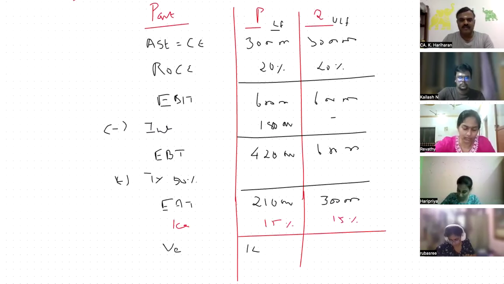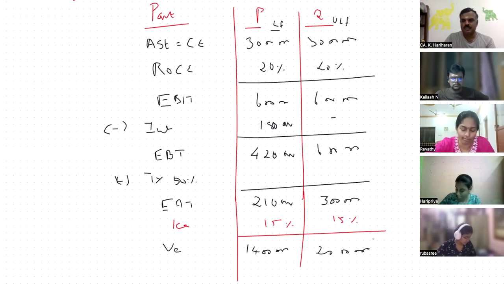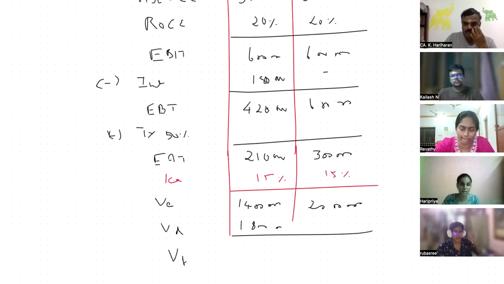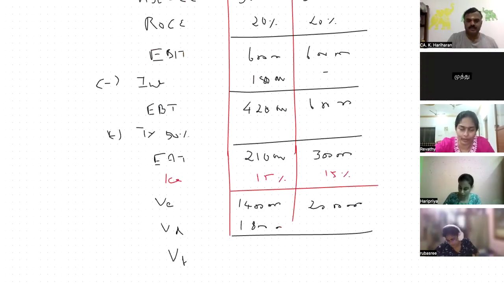What plus what is equal to value of the firm? Value of equity plus value of debt. The value of debt is 18 lakhs, only for the first one. Clear? Yes, sir. So total is 32 lakhs for P and 20 lakhs for Q.